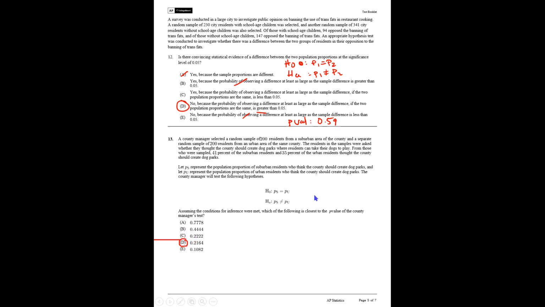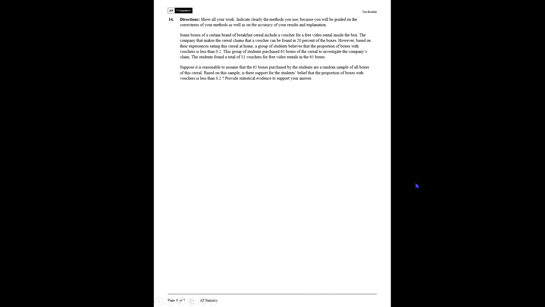Okay, let's see how many glitches I get when I have to do a free response question. Some boxes of a certain brand of cereal include a voucher for a free video rental inside the box. The company that makes the cereal claims that the voucher can be found in 20%. So there is P naught, or P itself, 0.2. However, based on their experiences eating this cereal at home, a group of students believes that the proportion of boxes with vouchers is less than 0.2. So P is less than 0.2 is going to be our alternate.